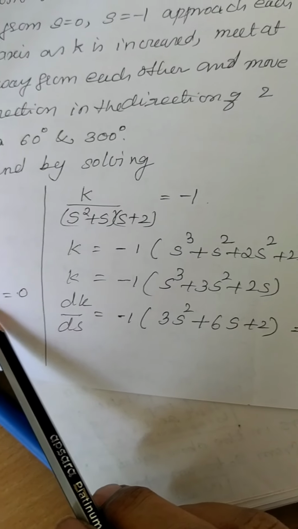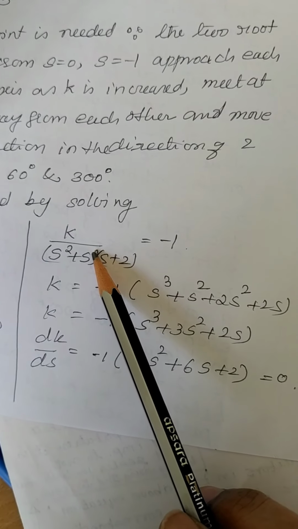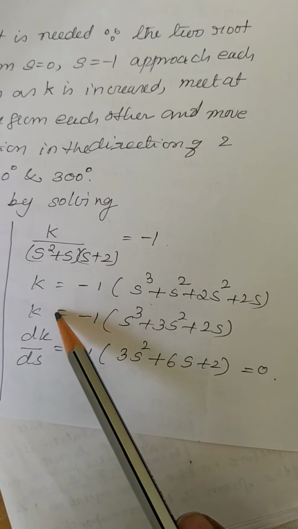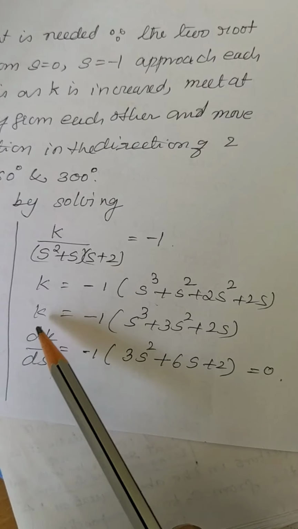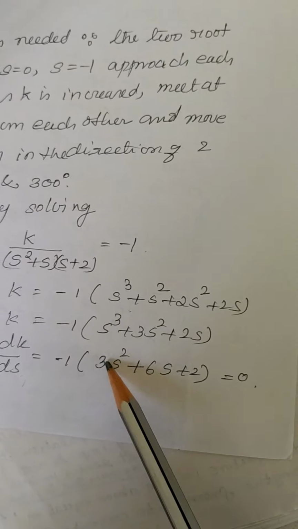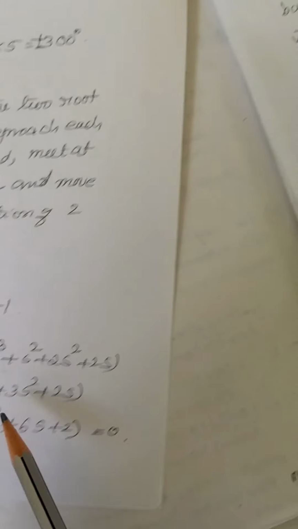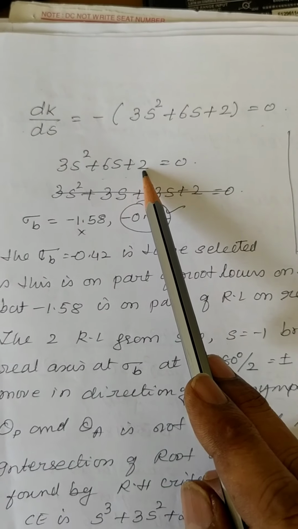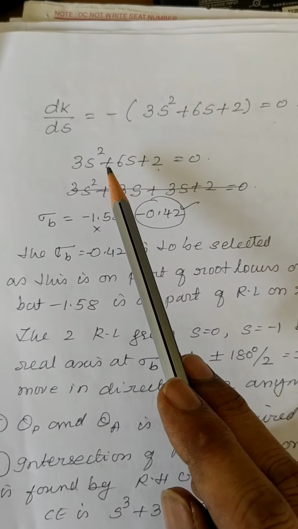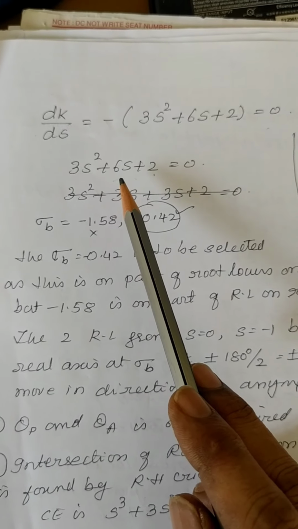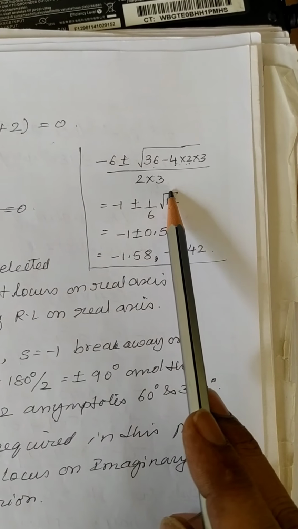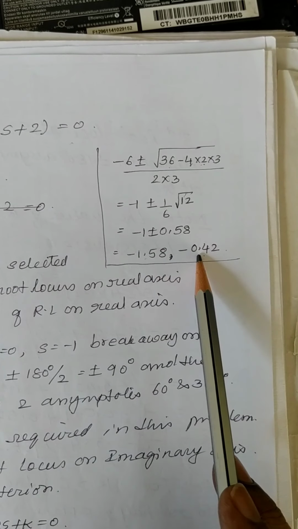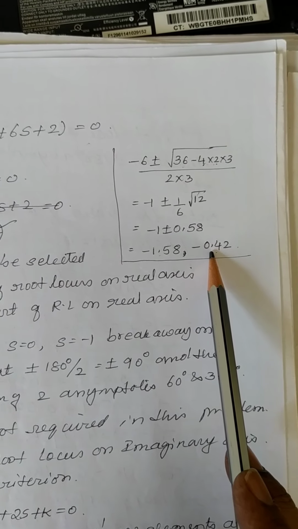Substitute for G(s)H(s), then take K, simplify this, and get the value for K, and this K you have to differentiate. When you differentiate this K with respect to s, I got this expression. I solved this: 3s square plus 6s plus 2. It is a quadratic equation. Use the solution to the quadratic equation and substitute, and get the answers S1 and S2. That S1 and S2 will be the breakaway points of the root locus on the real axis.